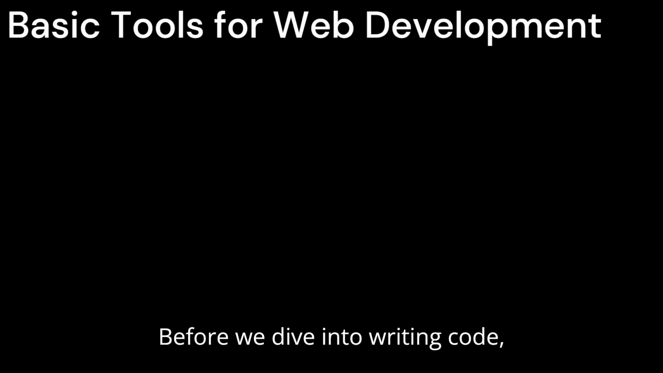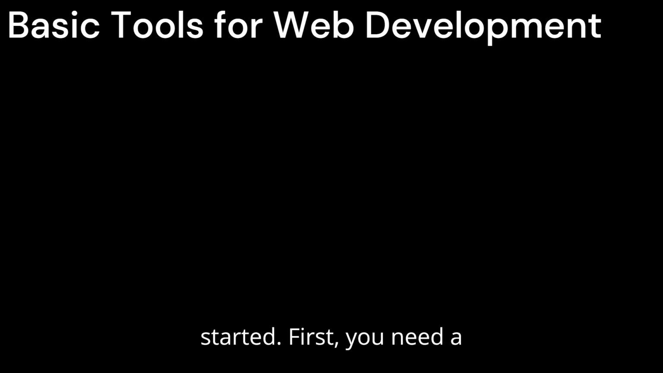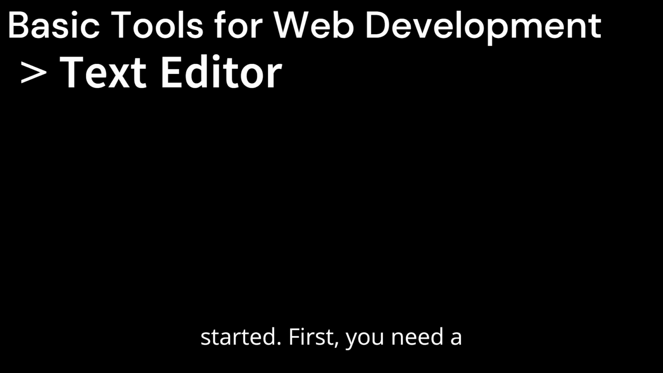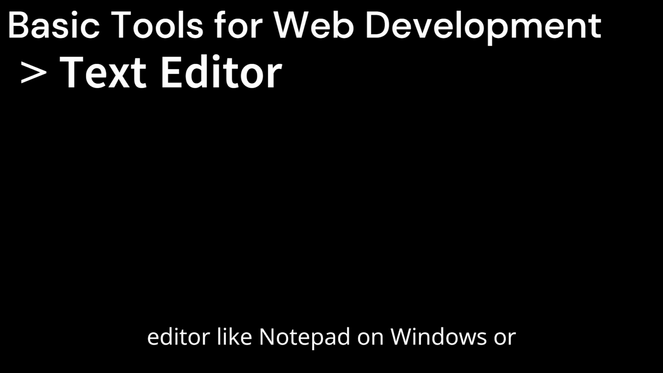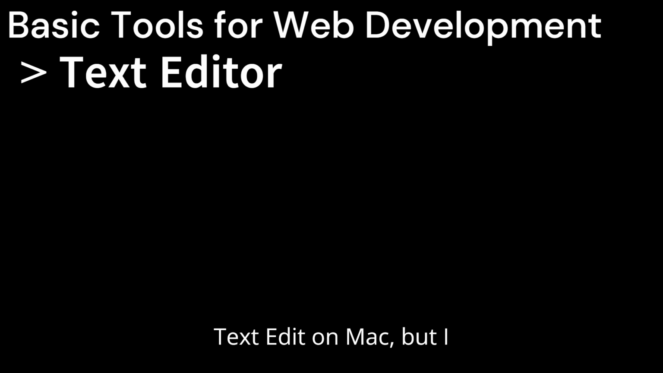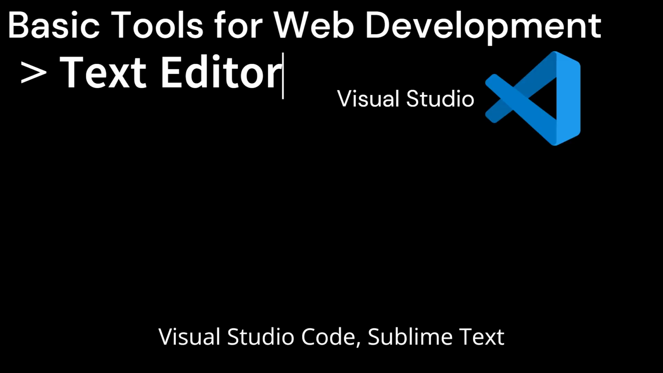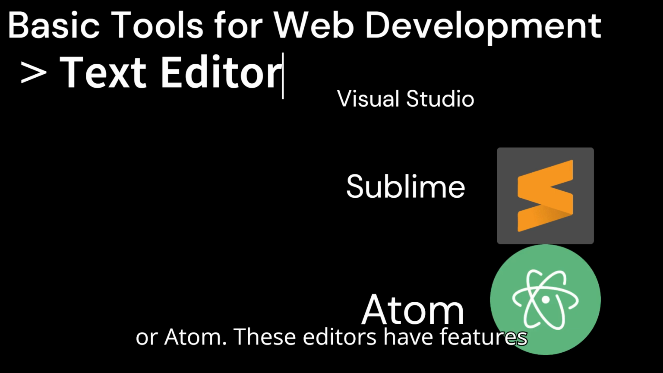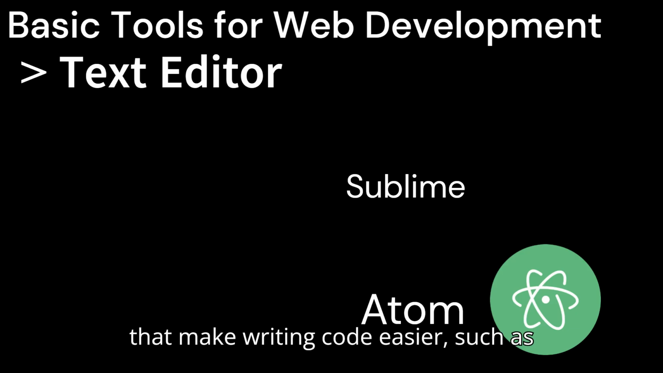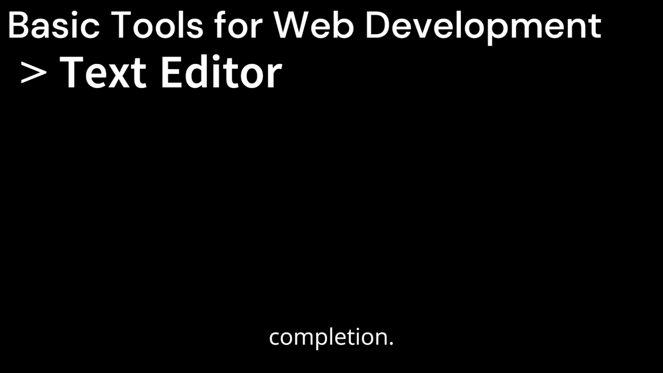Before we dive into writing code, let's talk about what you need to get started. First, you need a text editor. You can use any plain text editor like Notepad on Windows or TextEdit on Mac, but I recommend using a code editor like Visual Studio Code, Sublime Text, or Atom. These editors have features that make writing code easier, such as syntax highlighting and auto completion.